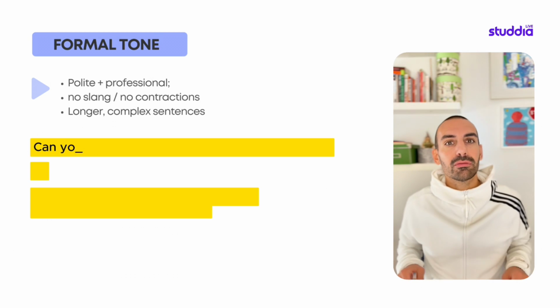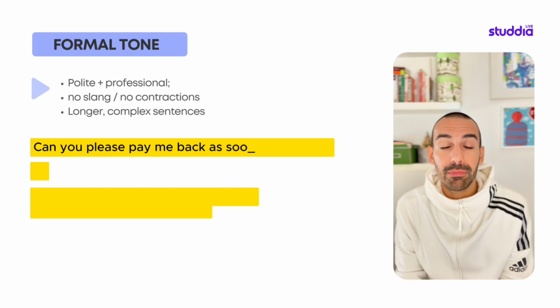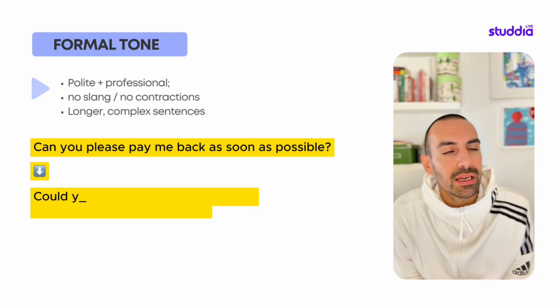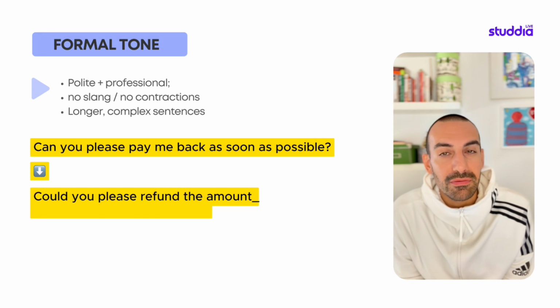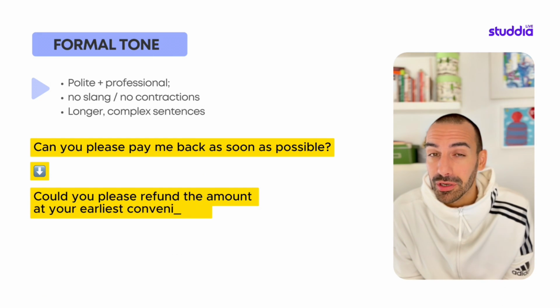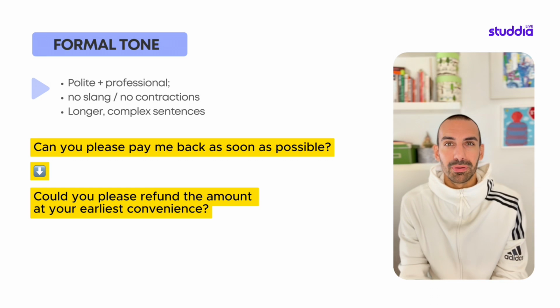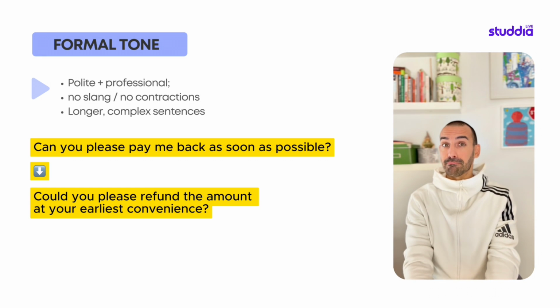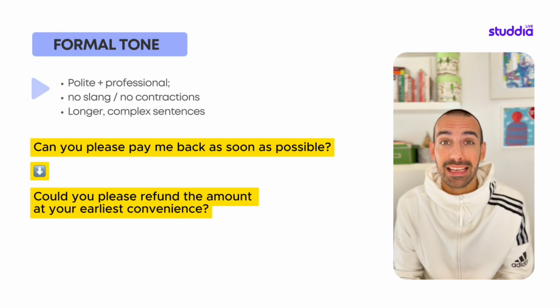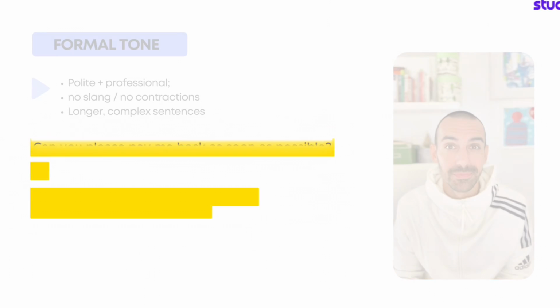Or, for example, instead of writing, can you please pay me back as soon as possible, you write, could you please refund the amount at your earliest convenience? Notice how that sounds much more polite and professional, but it's saying the exact same thing.